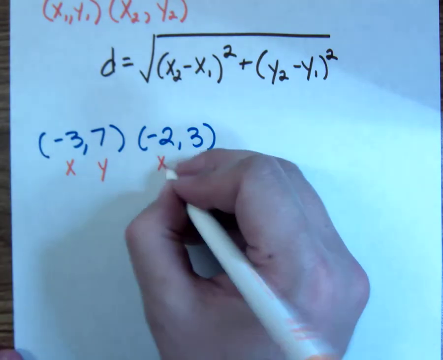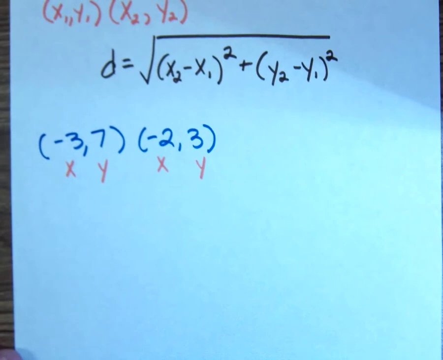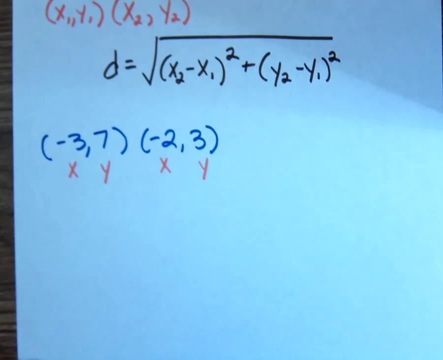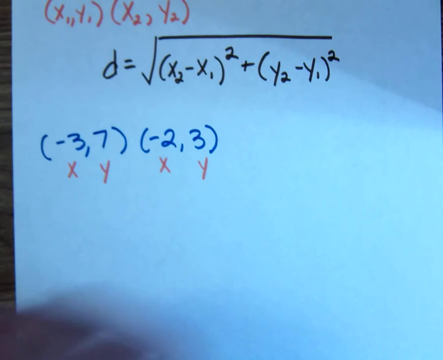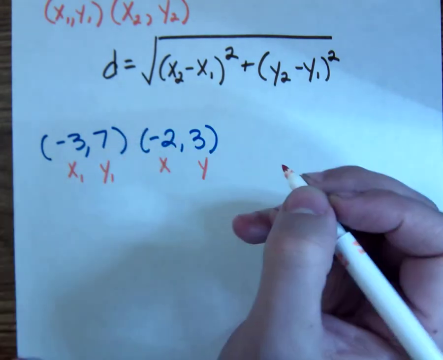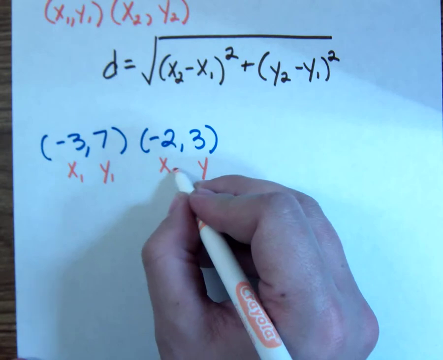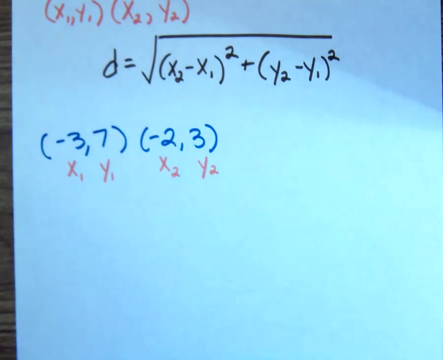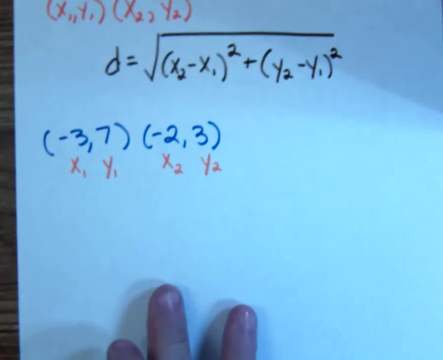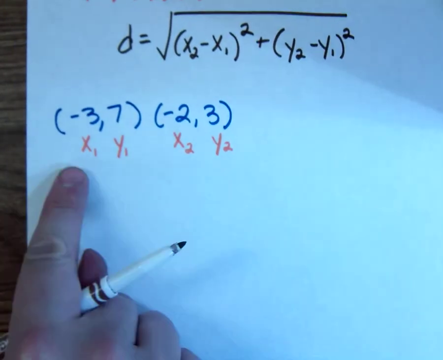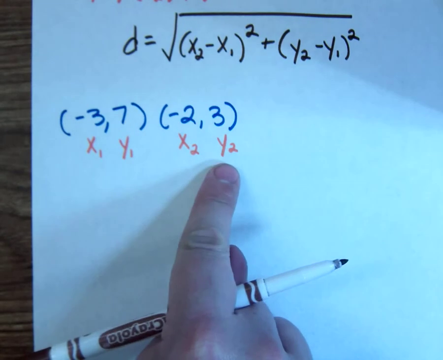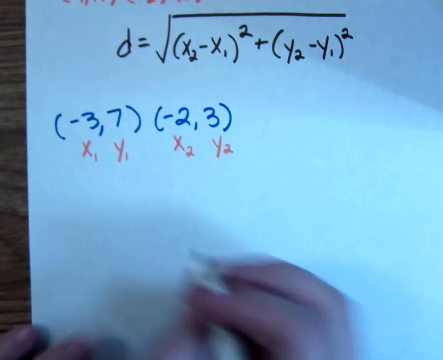And -2 is going to be an x and 3 is going to be a y because the x always comes first. Now which one is x1 and y1 and which one is x2 and y2 doesn't matter as long as the 1's are in the same ordered pair and the 2's are in the same ordered pair. So I'm going to call this one x1 and y1 just because I wrote that first. And this one's going to be x2 and y2 because we wrote that one second. But to be clear, I'm only labeling them that way because that's the order I wrote them in. If you switched these, x2, y2, and x1, y1, you would get the same answer. So don't get too hung up on that.